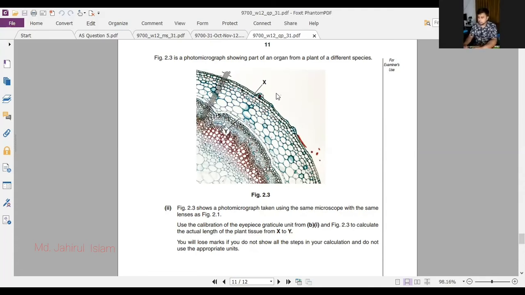You see, from here to here they have asked Y to X. That means endodermis to epidermis. Actually this is a stem, so this is the part of the cortex. You will just count from here to here, and I have counted it. There are actually 24 eyepiece graticule units. After that you will just write it here.